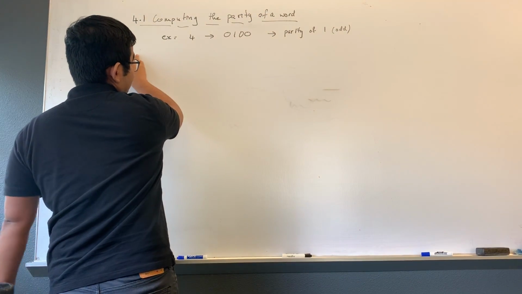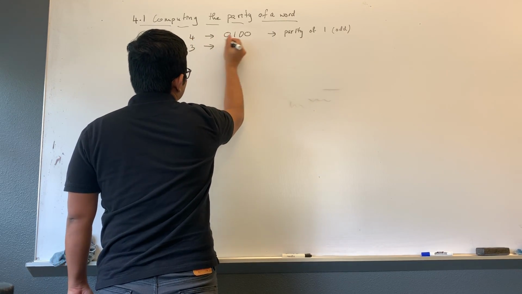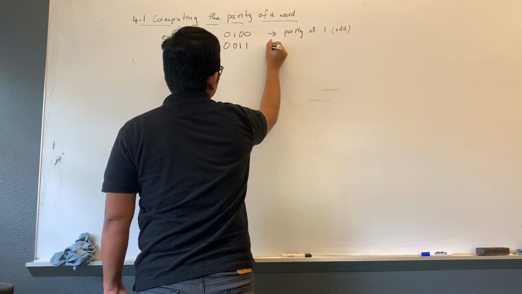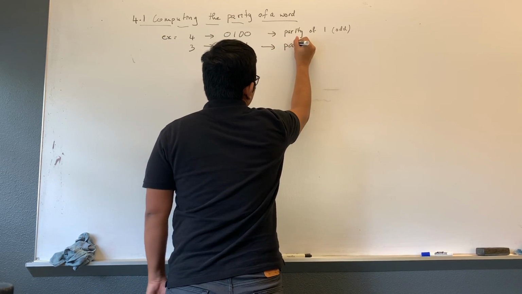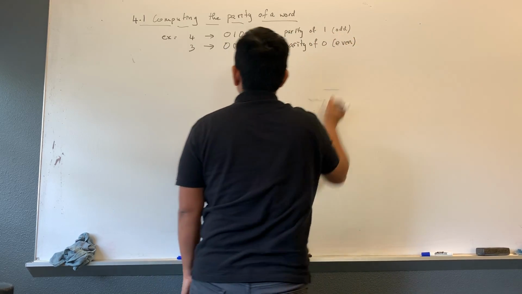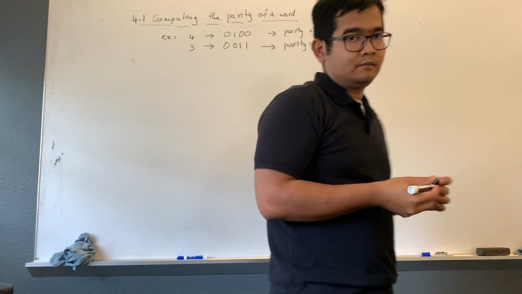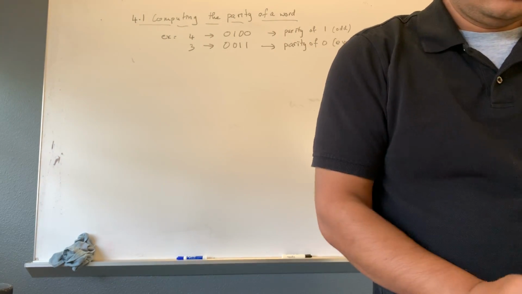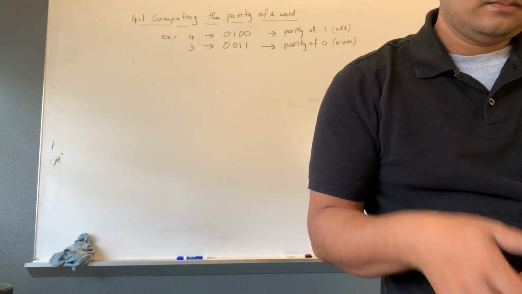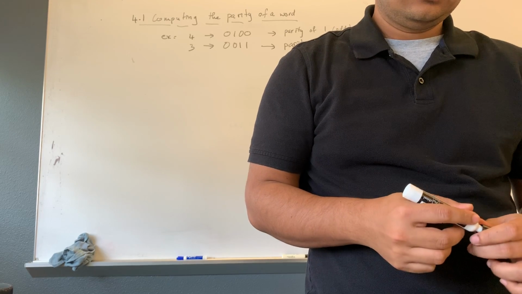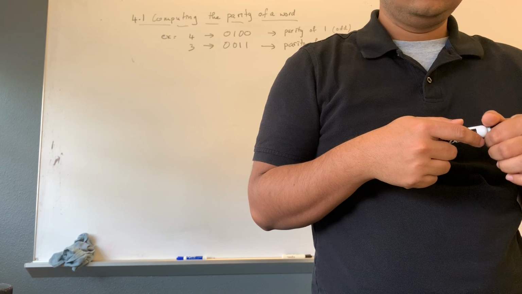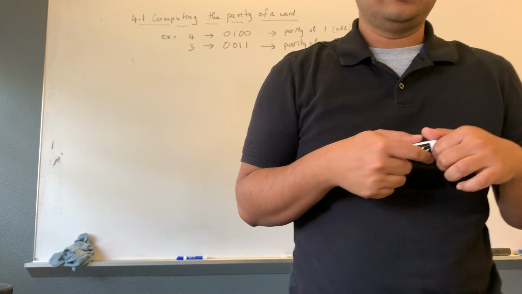However, if we have something like 3, if we write 3, we get 0, 0, 1, 1. So this would be a parity of 0, or even. The parity of a binary word is 1 if the number of 1s in the word is odd, otherwise it is 0.